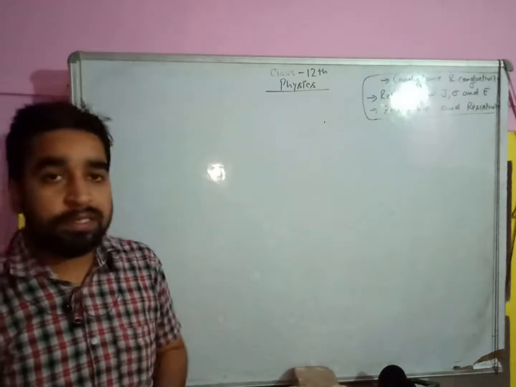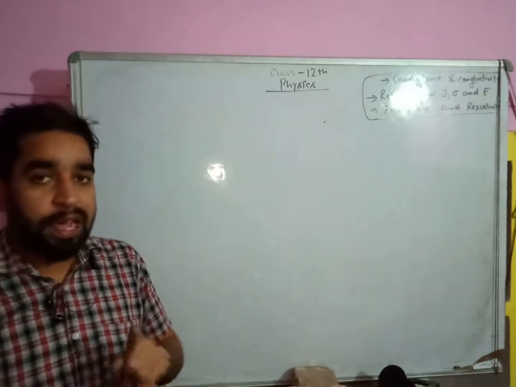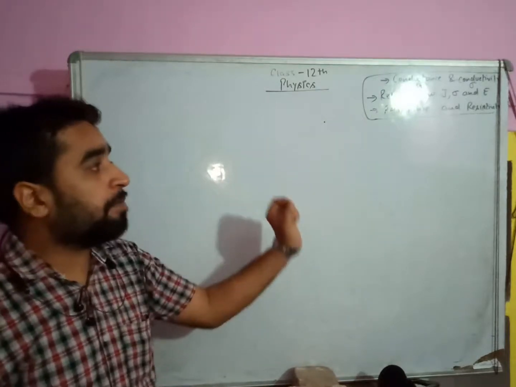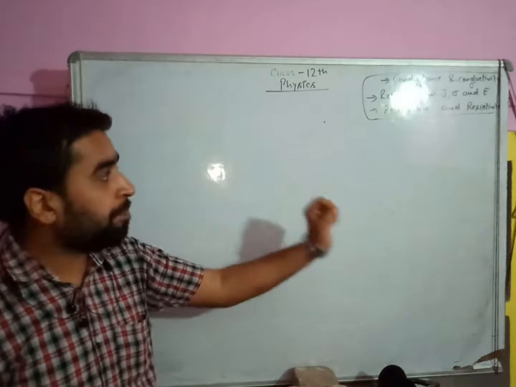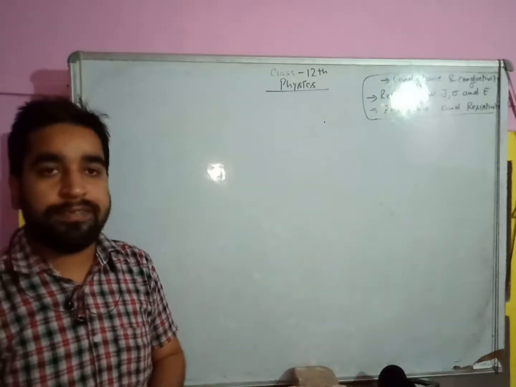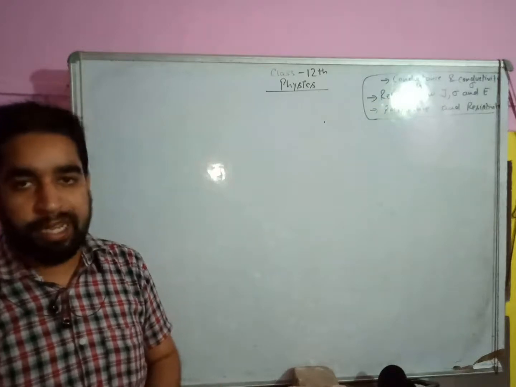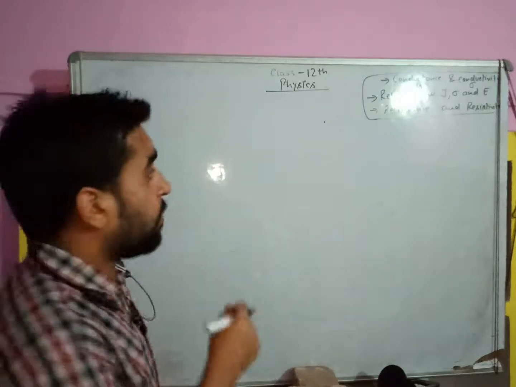So, what are we going to discuss today? I have already written conductance and conductivity, the relation between J, sigma, and E, and resistance and resistivity, and the relation with tau, that is the relaxation time. So, let us begin with conductance.